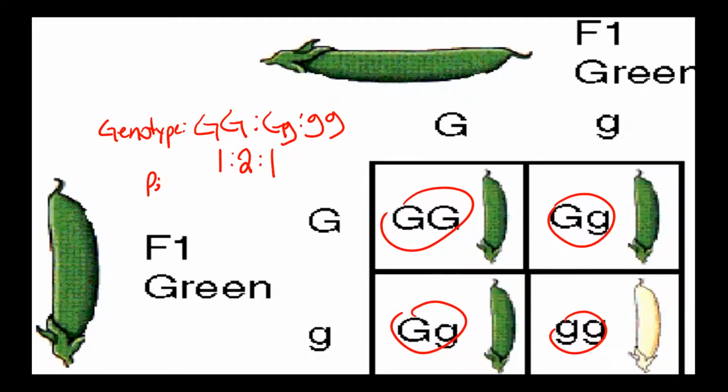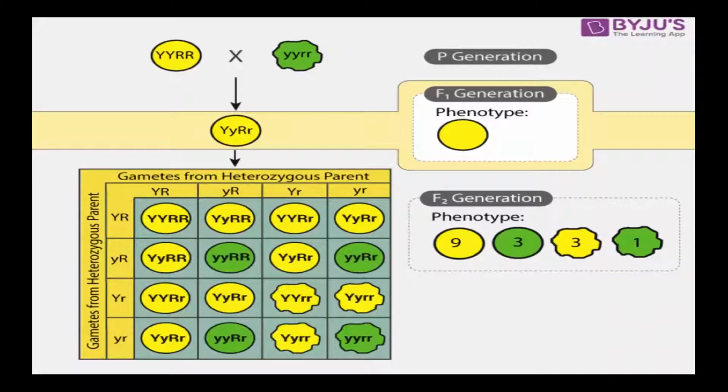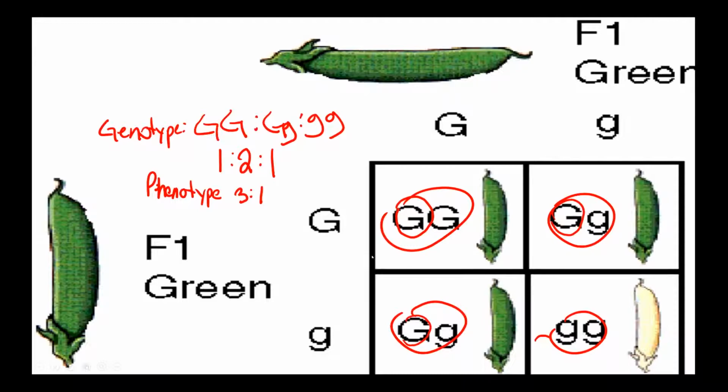Then our phenotype. The ratio for this is 3 to 1. This is because any organism with a dominant allele, capital G, exhibits a dominant phenotype. Only those organisms with two recessive alleles, homozygous recessive, exhibit the recessive phenotype, being this.